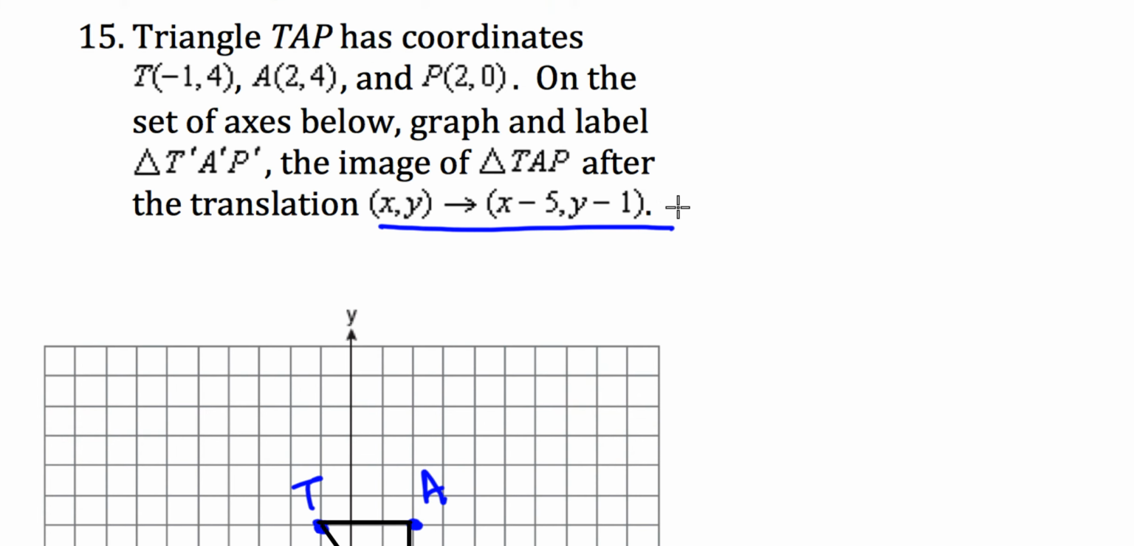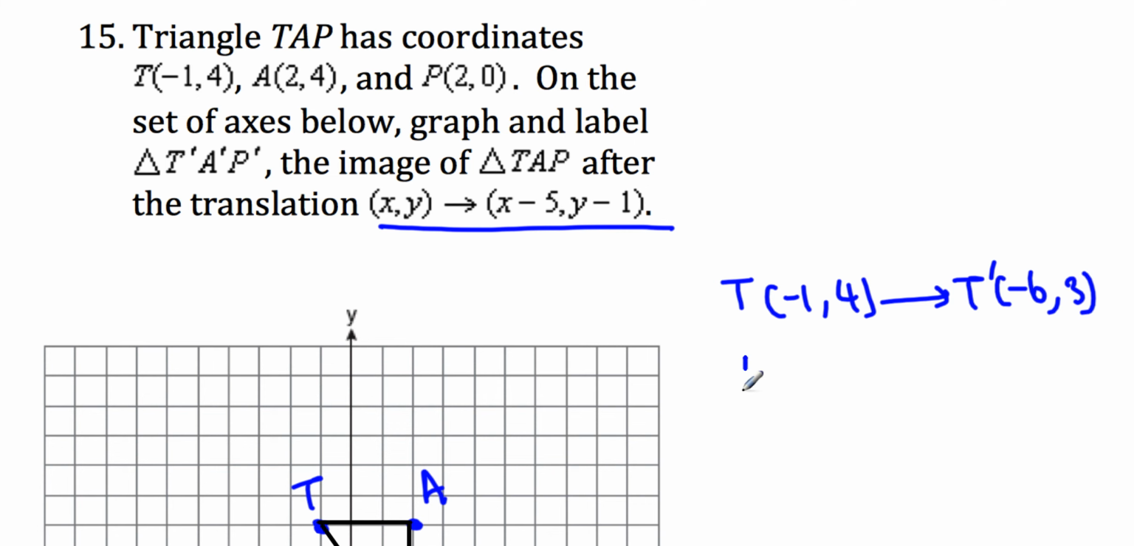All right, so that's the new one. But x and the y, x will lose 5, y will lose 1. Then here, this is original T. Negative 1 comma 4. What will happen? X will lose 5. So T prime becomes negative 6. Y will lose 1. So 4 became 3.